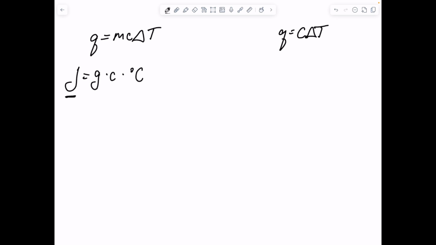So if we know that our final answer should be in joules, that means we need to cross out this grams and this Celsius, okay? So whatever we write here has to have grams on the bottom and Celsius on the bottom so that they will cancel out. Therefore, joules has to be on the top because when these cancel out, all we're left with is joules. So specific heat capacity is going to be joules over grams per Celsius, or over grams times Celsius.